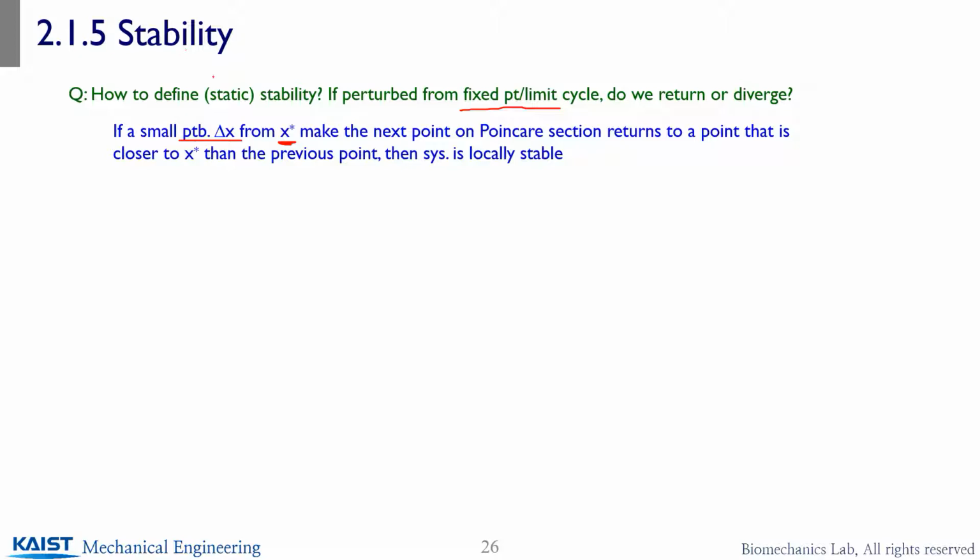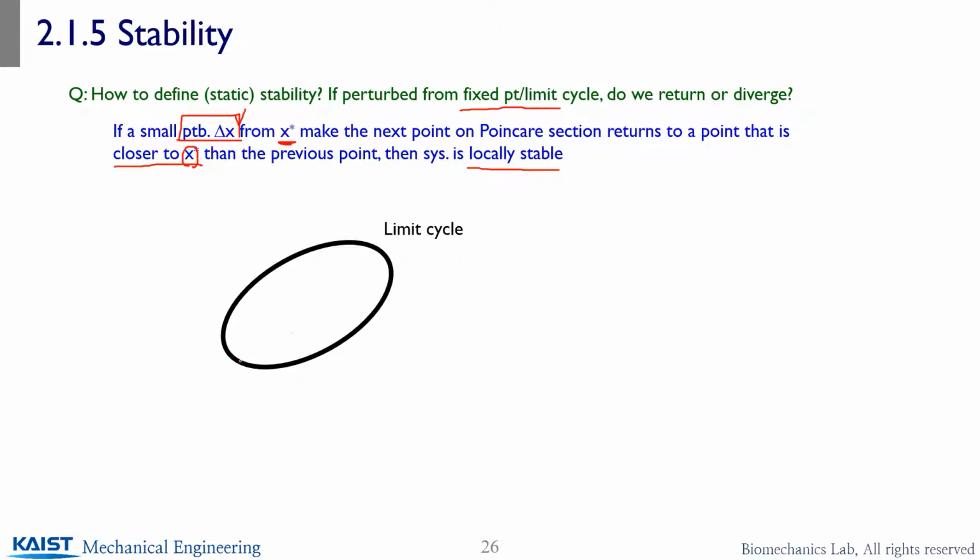So the next step for the Poincare section, in response to those small deviations: as long as the next point is closer to the fixed point than the initial perturbation delta x, you will end up reaching the fixed point. That's what we call the locally stable status.